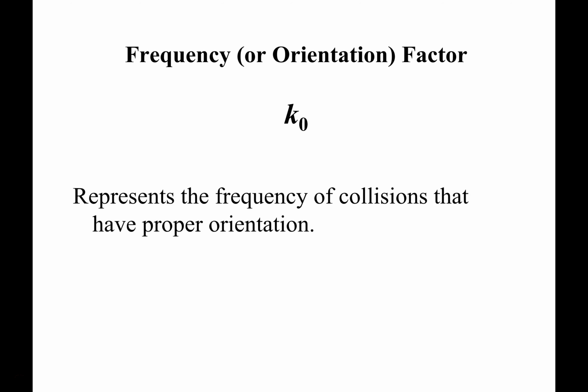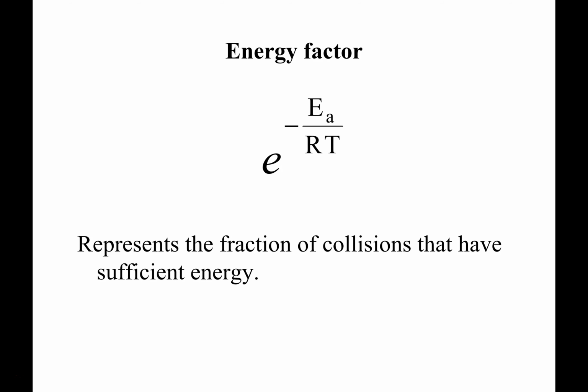So orientation, what do we mean by orientation? Well, like I said, we saw a picture of it, or a video of it a while back. If you have two molecules that need to have certain ends facing each other in order to proceed from reactants to products, that is balled up in the K0. So our energy factor, e raised to the negative Ea over RT, will say how many molecules, or the fraction of molecules, that have enough energy to overcome what we call the activation energy barrier to proceed from reactants to products.